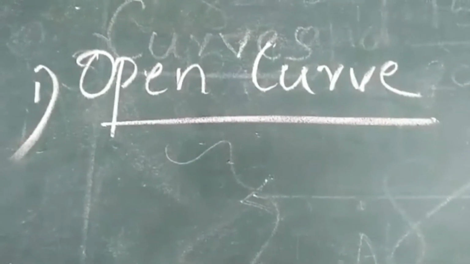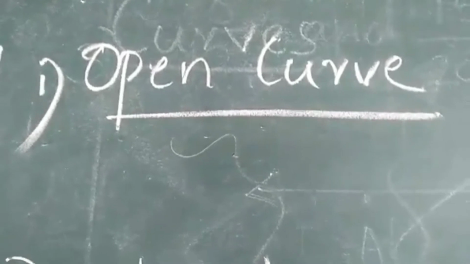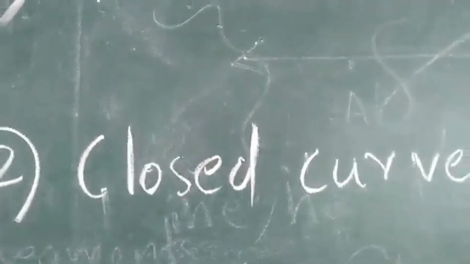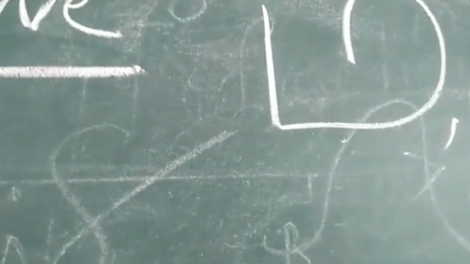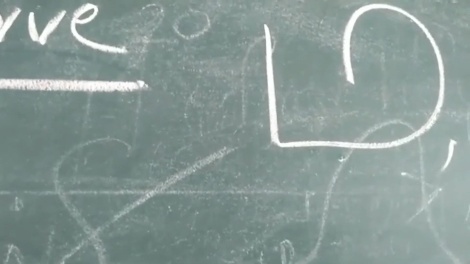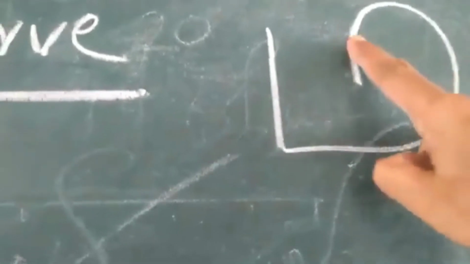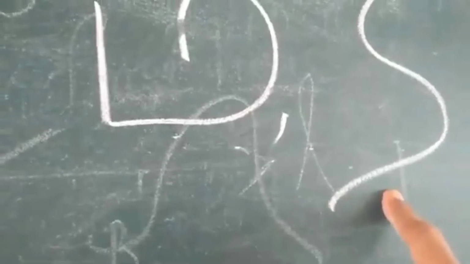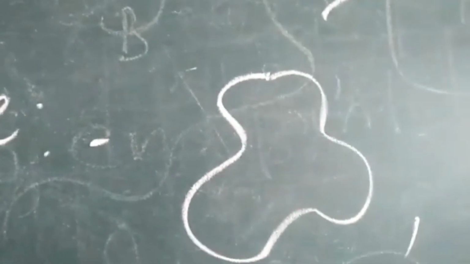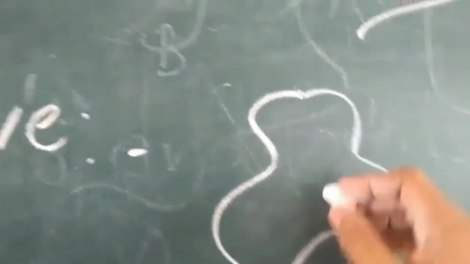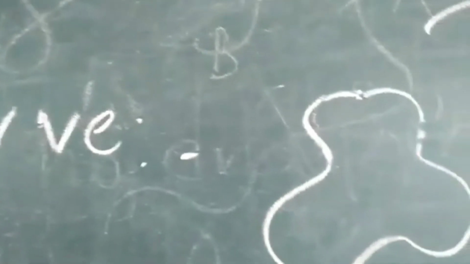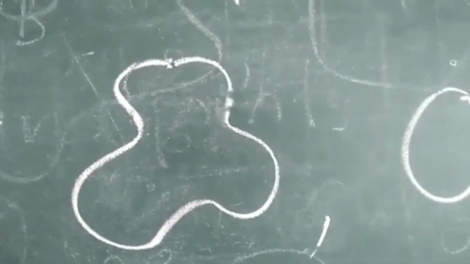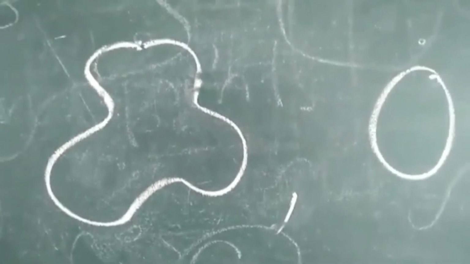Next we can divide the curves into 2 types. First one open curve, second one closed curve. Open curve means their starting point and ending point do not meet together. So this figure is open, it is not closed. Here in this figure also it is an open curve. But in the second set of figures, they are closed. If I start from here, it ends or meets again and forms a closed curve. So these two are closed curves.